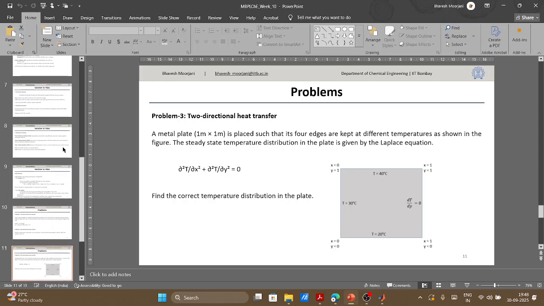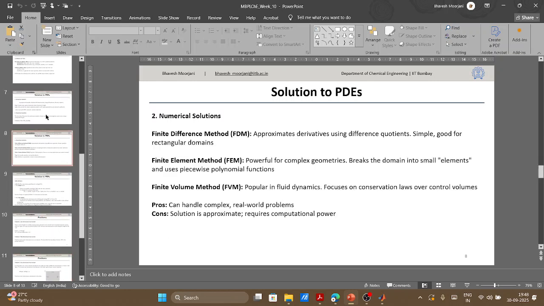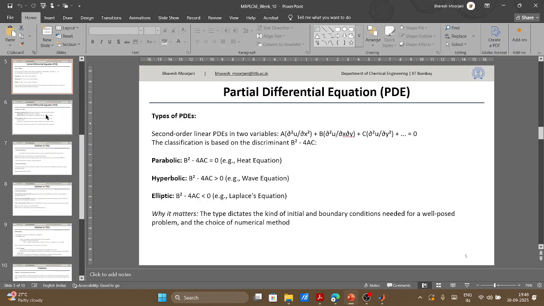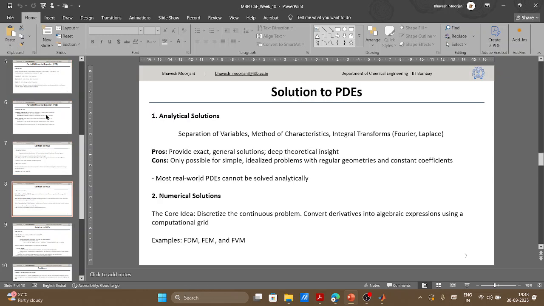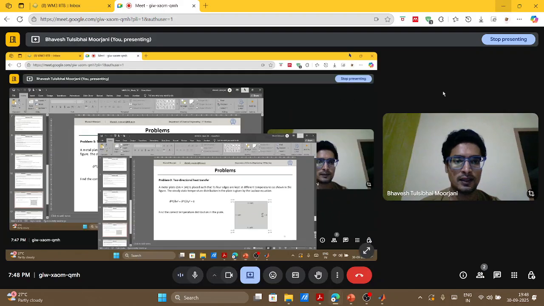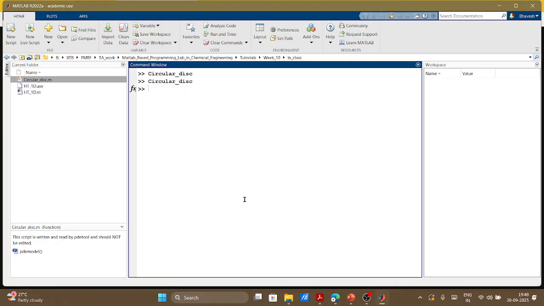And as we saw previously, the Laplace equation follows the elliptical type, where b square minus 4ac is less than 0. So a and c here are 1, b is 0, so minus 4 is less than 0, so it is elliptic, and you can use the elliptical equation. So find the temperature distribution in the plate. Let's try to simulate this also.